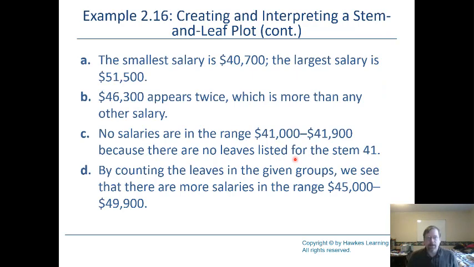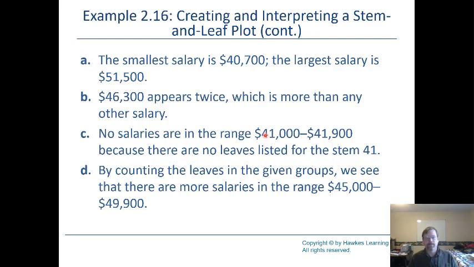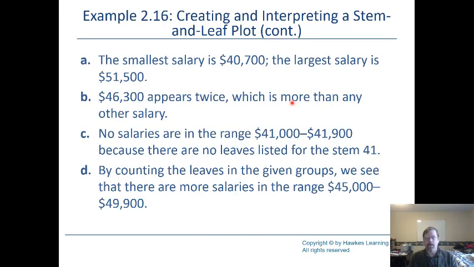Okay, smallest salary was 40,700, largest was 51,500. Pretty easy to see from this plot. This is an ordered stem and leaf plot they produced here, so that makes it even easier. 46,300 appears twice. Nothing else does. So again, you look at that. There we've got repeated 3s there. No other repeated numbers in that leaves column, so it's fairly easy to spot those, especially if it's an ordered chart. We have no salaries in that range, so there's no leaf corresponding to it.